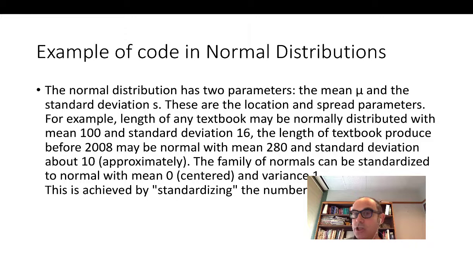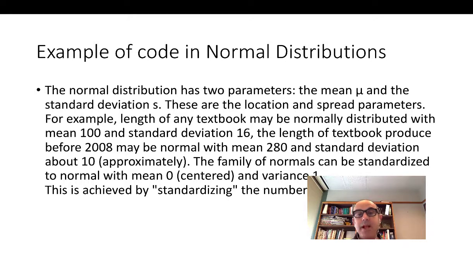So normal distribution has two parameters: the mean and the standard deviation. Those are the location and the spread of the distribution. For example, the length of any textbook has a normal distribution with a mean of 100 and a standard deviation of 16. The length of textbooks produced before 2008 has a normal distribution with a mean of 280 and a standard deviation of 10.